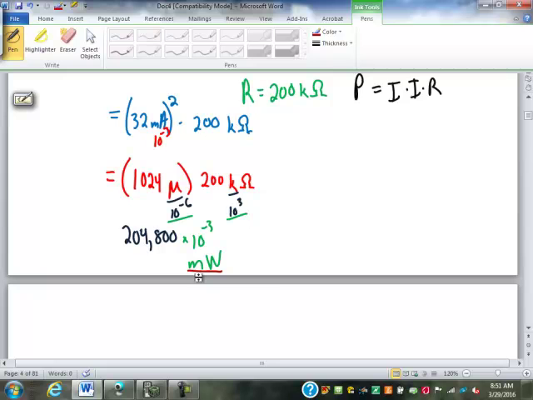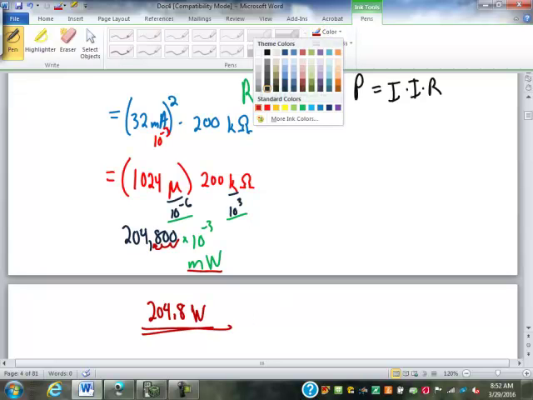Now, am I going to leave it as milliwatts? No, we don't like having more than 3 digits in front of our decimal point. So we're going to do this. We move it over 1,000 or 3 decimal places. That would take us from milli to just watts. So that's 204.8 watts.